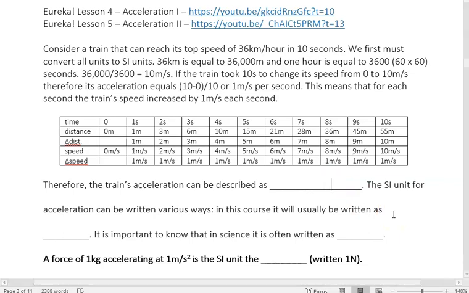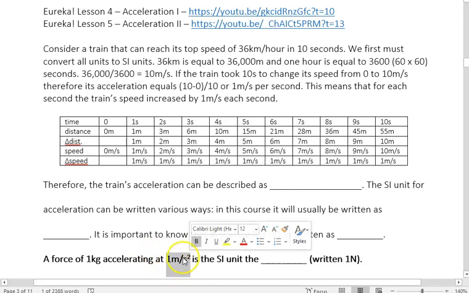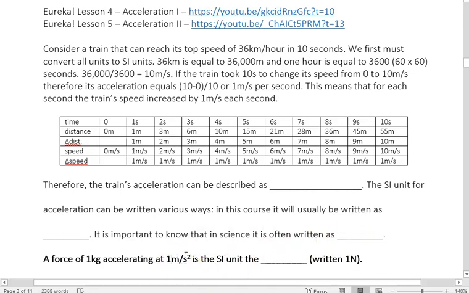The way that we write that, the SI unit can be written in various ways. In this course and in engineering studies, we write that as 1 meter per second squared, which is 1 m/s². But it's important to know that it can also be written, in science, as 1 ms⁻¹, no slash. Instead of the slash, you write a minus. It's important I say that because sometimes you will see the other version.